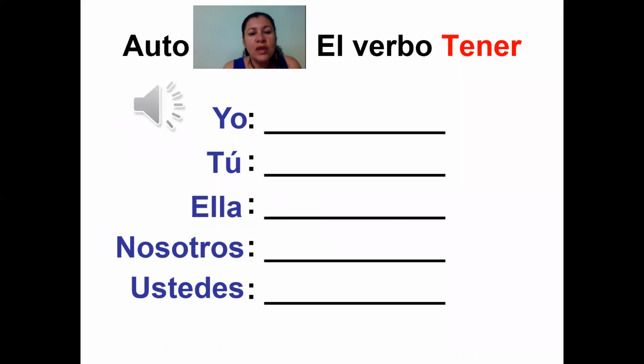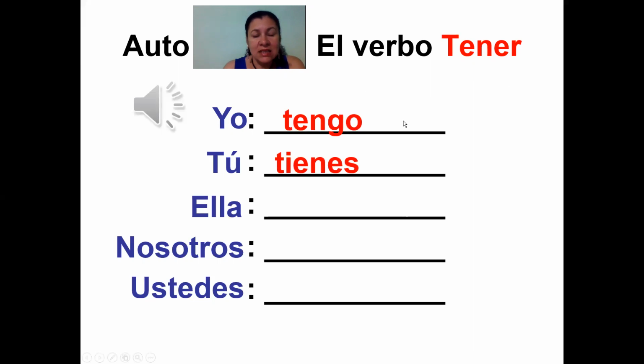Conjugation of tener is irregular. The endings are those of a verb ending in ER, second group. So it's o, es, e, emos, en. But there are several irregularities. Let's go with the first one. Yo tengo. Notice that we don't just drop ER and add O. There is a G inserted there. Yo tengo.